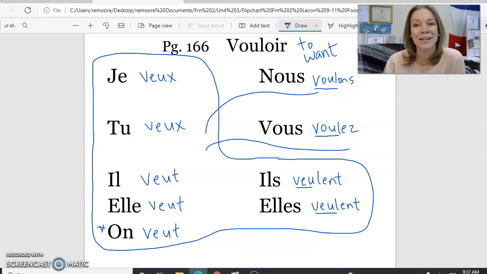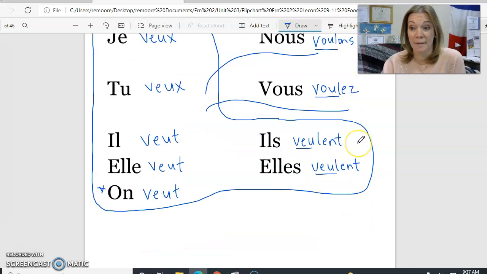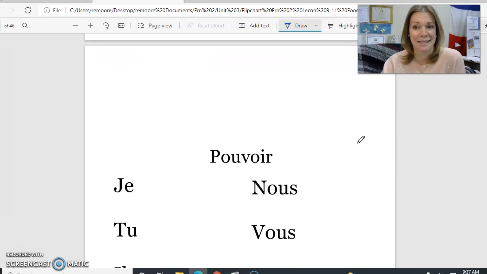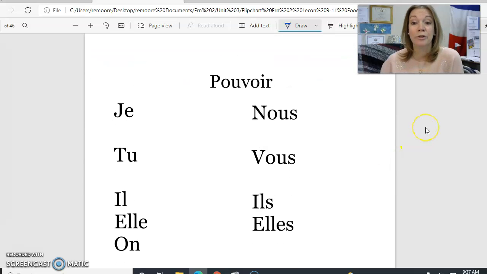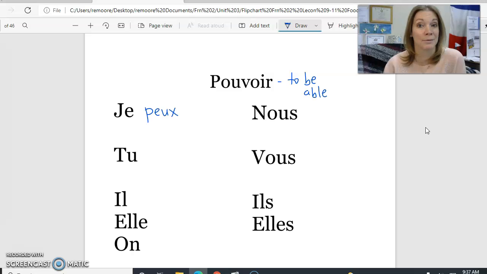You see this infinitive here? Voul. Nous voulons. Vous voulez. Et voilà. So, our next verb for this chapter is kind of the same thing. This is the verb pouvoir, and it means to be able. It's kind of like when you say, I can do that. Je peux. I can. I am able.